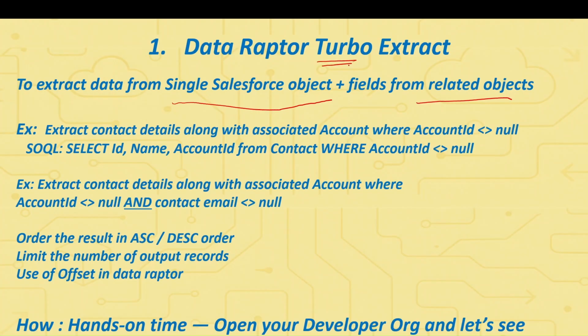For example, extract contact details along with associated account where account ID is not null. For this purpose, we can write a SOQL like this: select ID, name, account ID, or whatever field we want to add, we can add here. From which object? Contact object. It means a single object. From the related object, we are trying to fetch account ID, and a condition is given. Now, similar to this SOQL, we can develop a DataRaptor Turbo Extract.